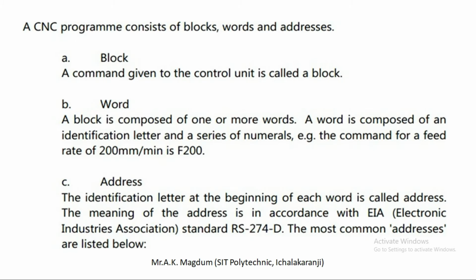Example, the command for a feed rate of 200 mm per minute, that is F200, means F is the address word or address letter, and 200 is the numeral, which is required, meaning the feed given to that programming, the instruction to that machine itself, that is F200. In short, what we are mentioning in that programming code is nothing but a word.